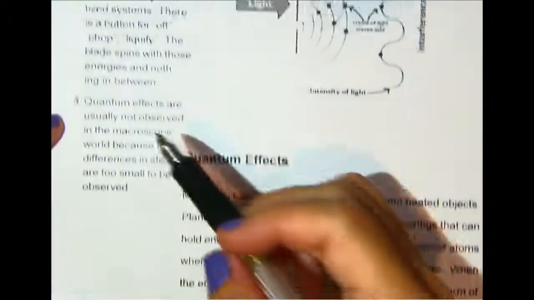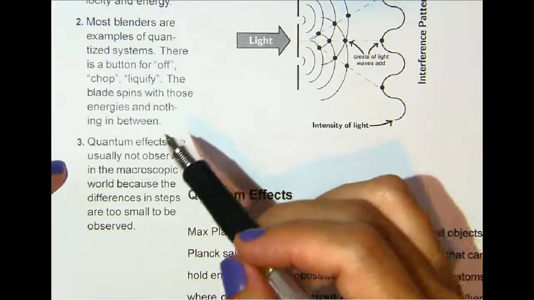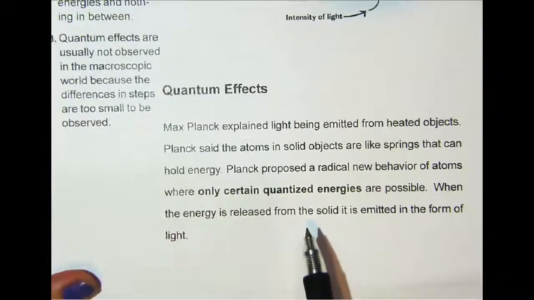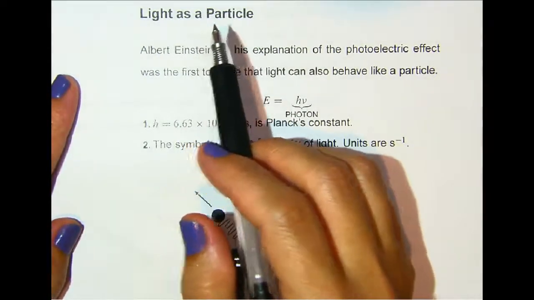And so this goes back to up here where you have specific settings, so to speak, and nothing in between. So it's the same thing for quantized energies. We've looked at light as a wave. Now let's consider light as a particle.